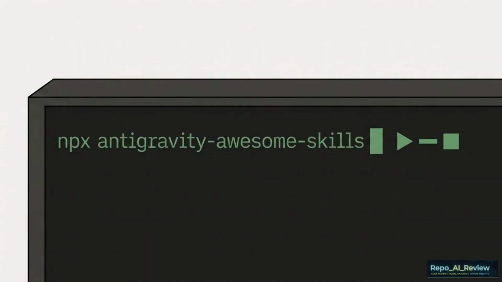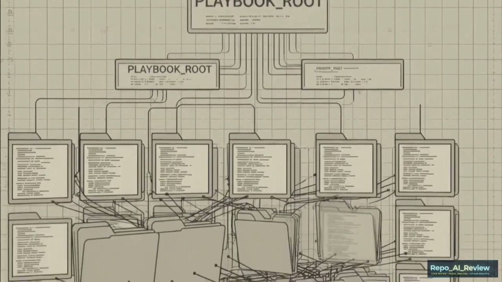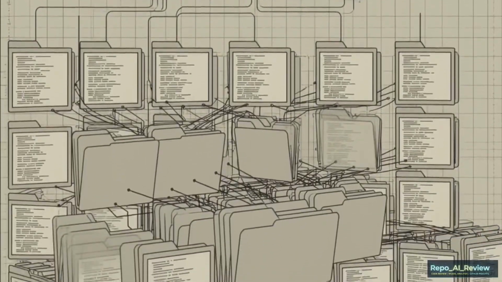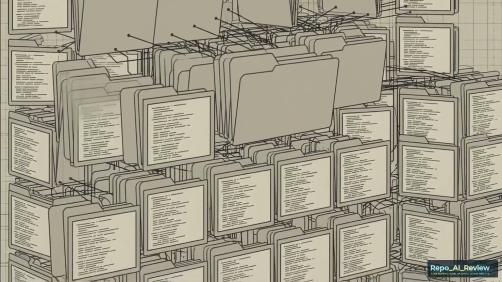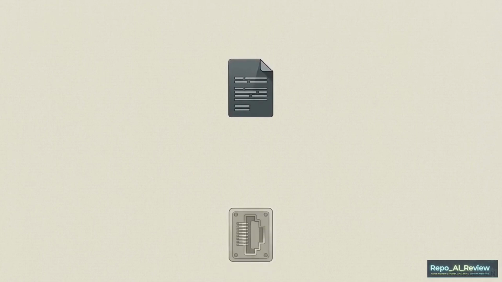The engine driving this reliability is the CLI installer itself. It routes these playbooks deep into the hidden folders of whatever coding environment you prefer, whether that's Claude Code, Cursor, or Antigravity. The skills are stored as lightweight markdown files, skipping heavy dependencies.